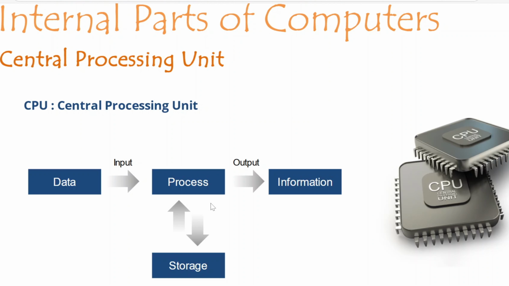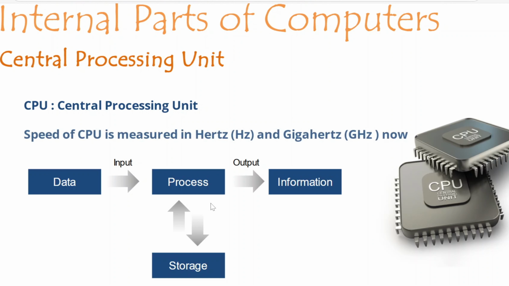The speed of a computer depends on how fast the CPU processes data. The speed of a CPU is measured in megahertz. However, modern processors run so fast that gigahertz is more frequently used as a unit of measurement. 1 gigahertz is equal to 1 billion hertz.